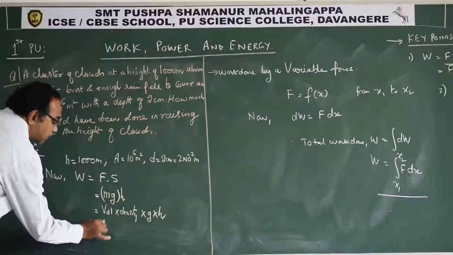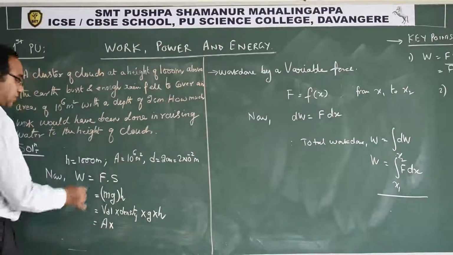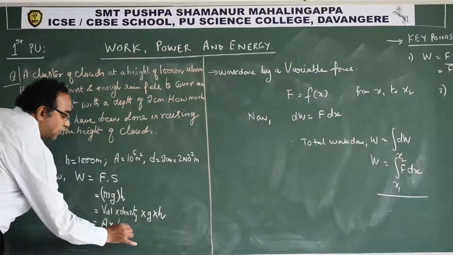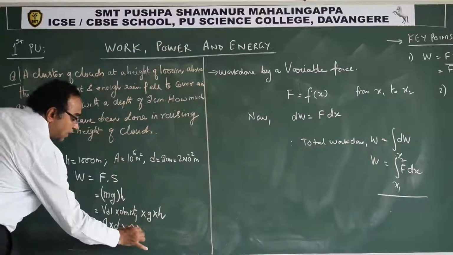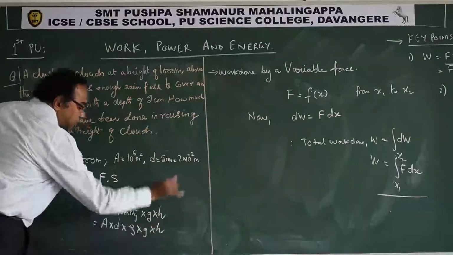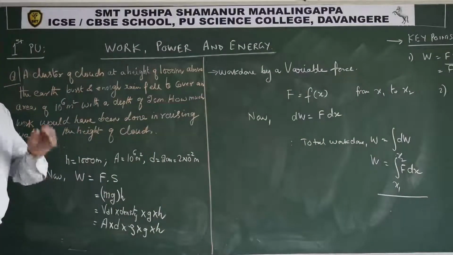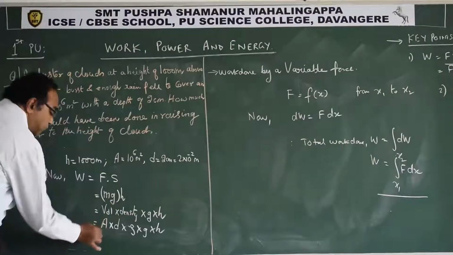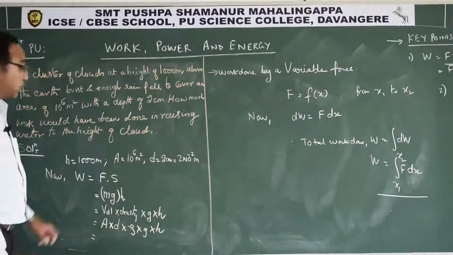Volume is what? Area of cross section, so area and d into density into g into h. That's all. Always substitute the data in the end. Now I will substitute all the values which are known to us.